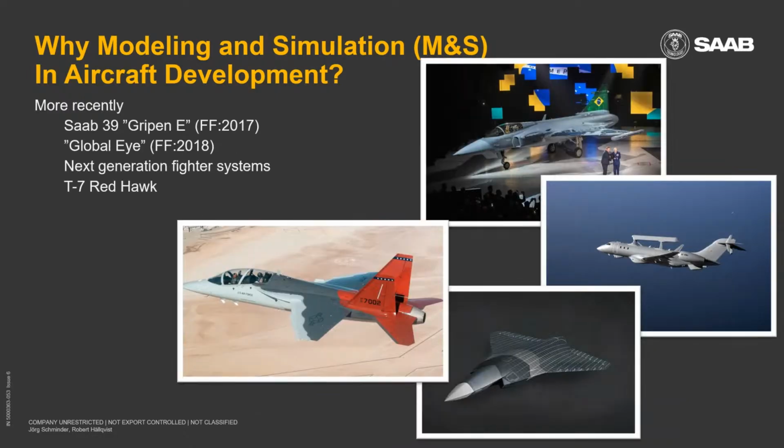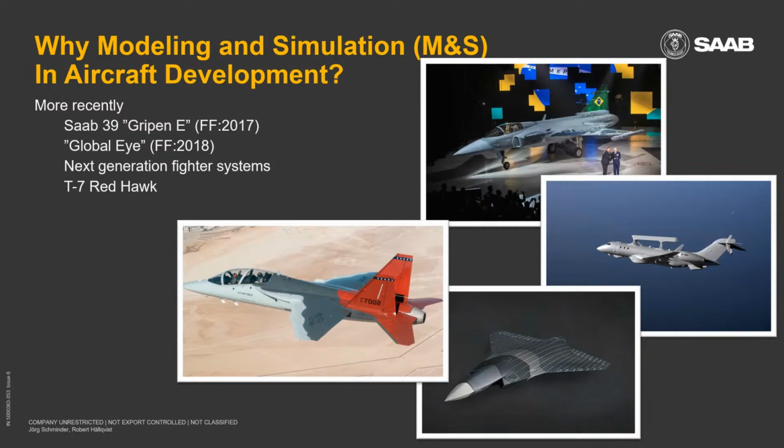Today, however, we are working on different aircraft. We have the Saab Gripen aircraft at the top here. We have the Global Eye to the right. We have the T-7 Red Hawk aircraft with this red part of the aft fuselage, and then we have whatever is coming next. And here we are using modeling and simulation to a very large extent during development and also during operation. So what is different?